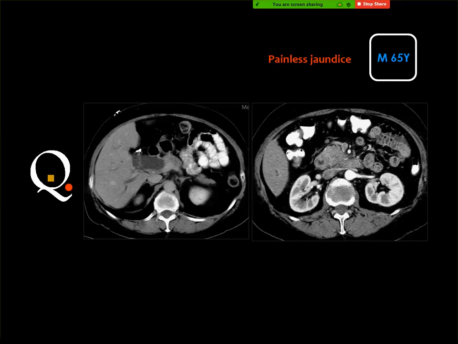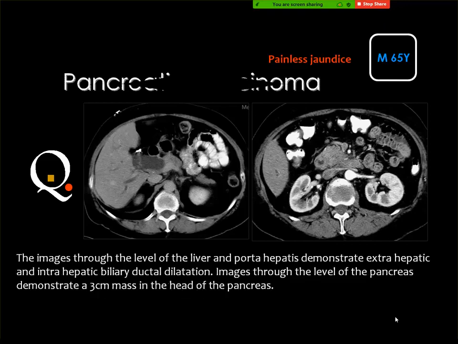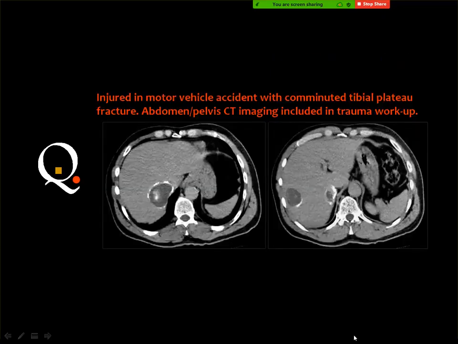Head of the pancreas, there is a tumor of the head. Yes, and this is pancreatic head cancer, a mass in the pancreatic head with severe dilatation of the common bile duct as well as intrahepatic biliary radical dilatation.